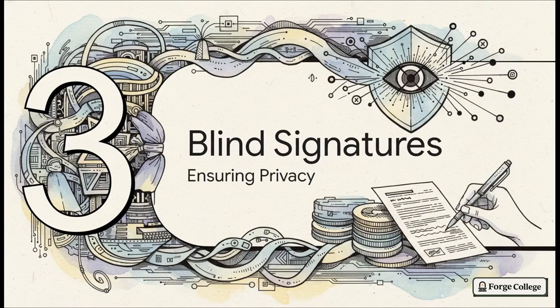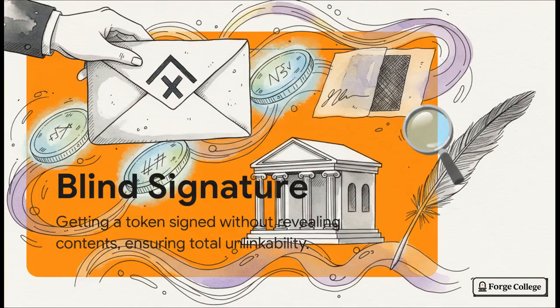Section 3. Blind signatures, ensuring privacy. A blind signature is exactly what it sounds like. Imagine you need a bank to sign a digital token to make it valid, right? But you don't want the bank to know the token's serial number, because then they could just track exactly how you spend it. So you put the token inside an envelope with a piece of carbon paper. The bank signs the outside of the envelope, the signature transfers right through the carbon paper onto the token, and the bank never even sees what they actually signed.